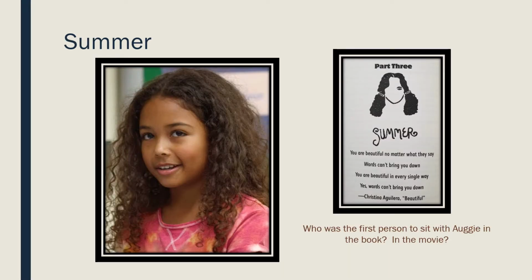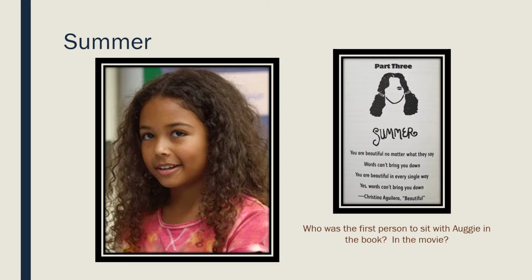Summer. There was quite a bit of differences with Summer in the movie versus the book. So my big question was, who was the first person to sit with Augie in the book? And of course we know that that was Summer.